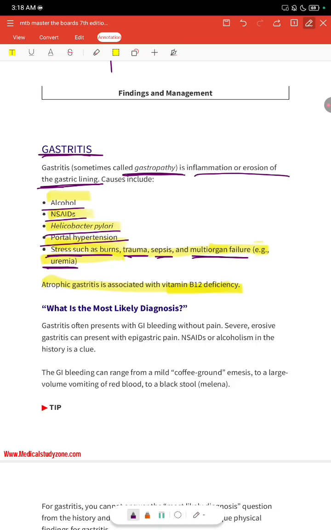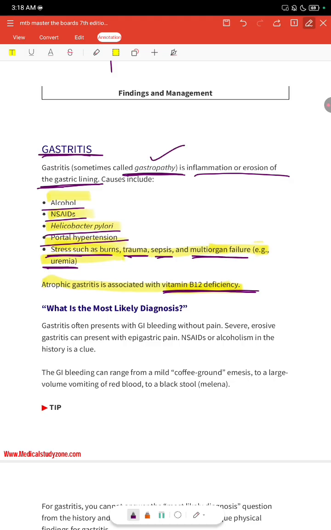Atrophic gastritis is associated with vitamin B12 deficiency. So these are the points you have to remember.